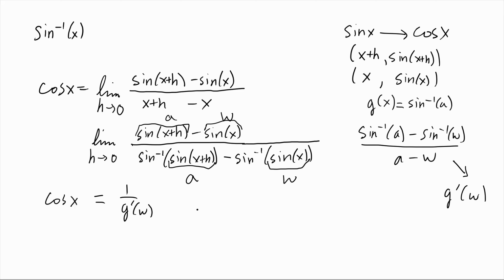Take reciprocals of both sides, and we end up getting that g prime of w is equal to 1 over cosine. Well, how in the world do we work with that? We want a function in terms of w to find the formula for g. Well, what is w? w is sine x. Can we write cosine x in terms of sine x?